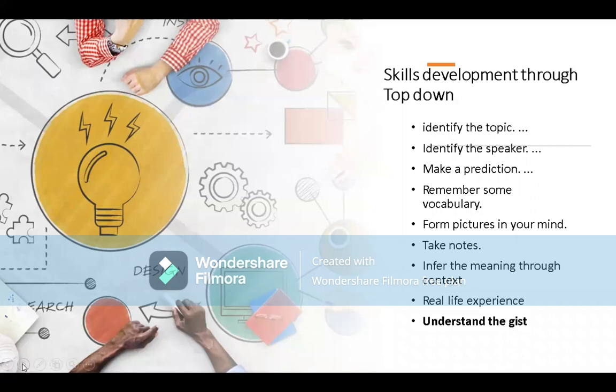The skills we get from the top down: a person can identify the topic, he can identify the speaker, he has the ability to predict and remember vocabulary, he can make predictions and form pictures in his mind, and he gets the ability to take notes and find meaning through context.